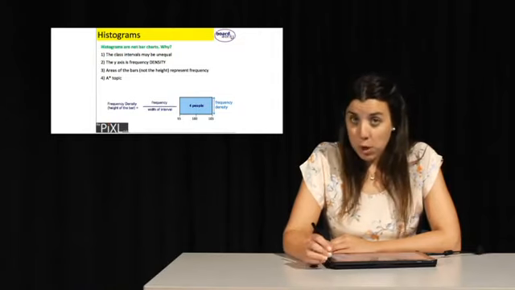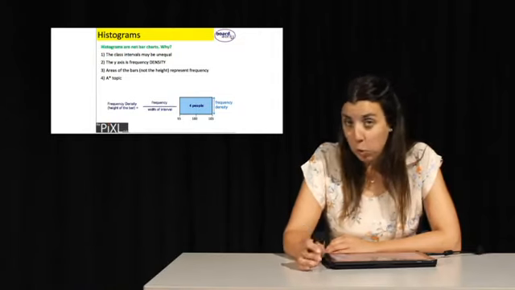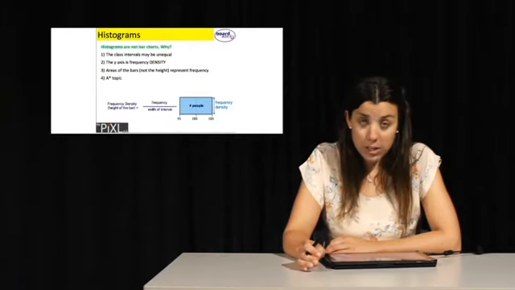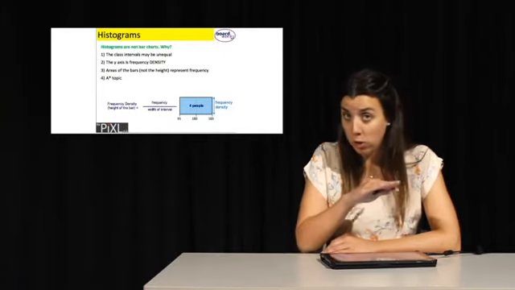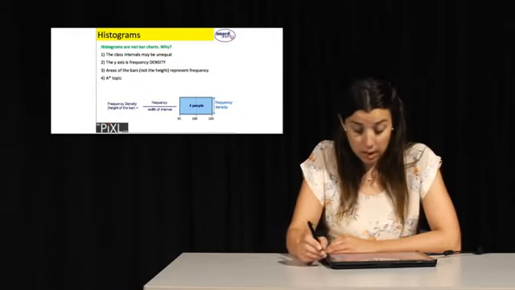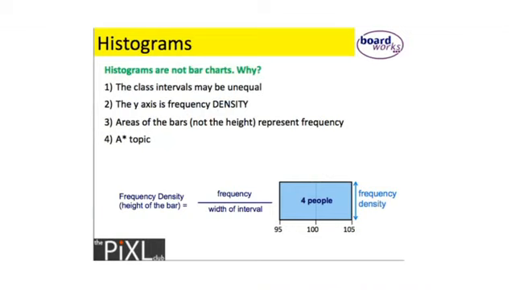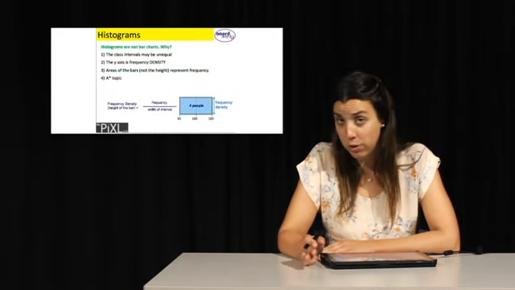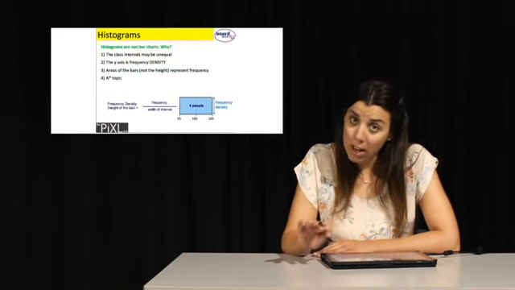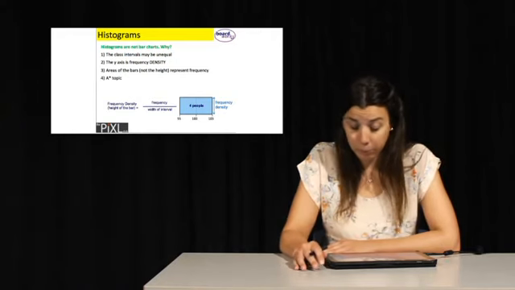The first point, histograms are not bar charts. Why? Well, there's 4 really important reasons. Our first one is that the class intervals, that's along the x-axis, may not be the same. Our second reason is that actually on the y-axis we are plotting the frequency density. The third reason is that the area of the bars represent the frequency, not the height, which would be the case in a bar chart. And lastly, this is an A-star topic, so you will not find histograms on the foundation paper, but you will find them right at the end of the higher tier paper.